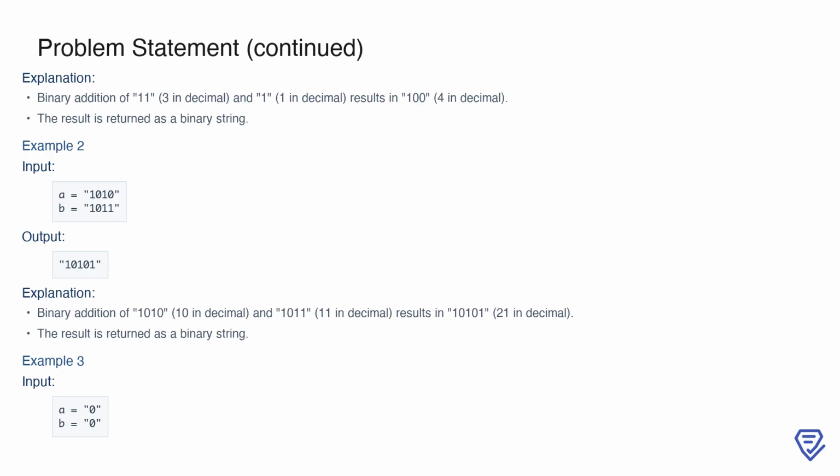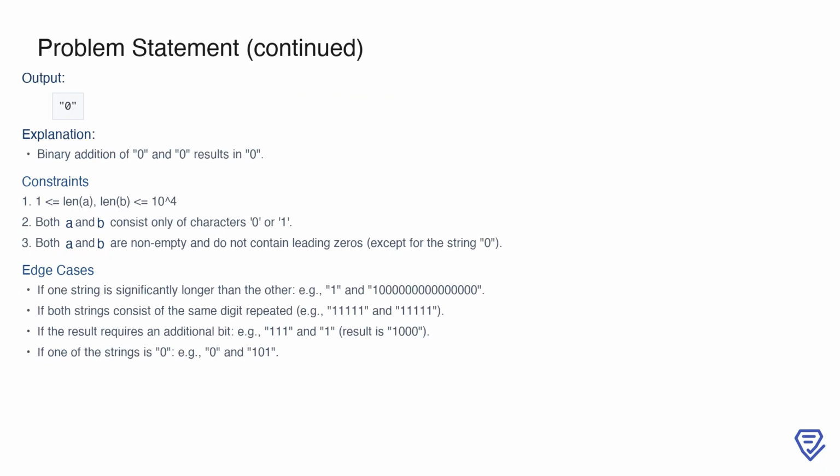Similarly, if both input strings are 0, the binary addition is straightforward and results in 0. The function needs to handle all such cases and return the correct binary sum as a string. Now, let's review the constraints and some edge cases that the solution must account for.